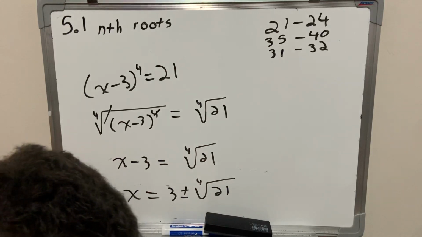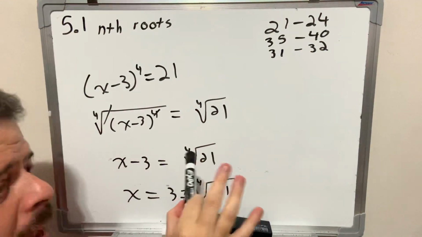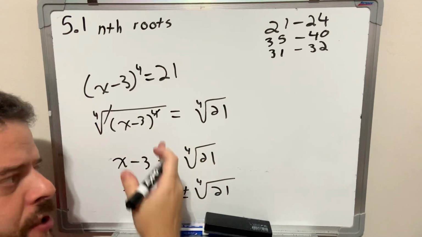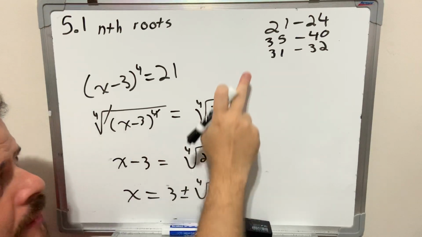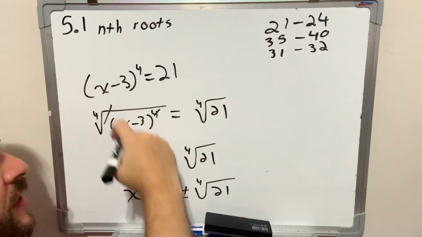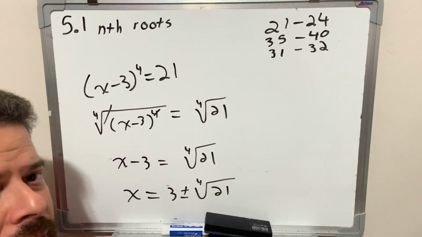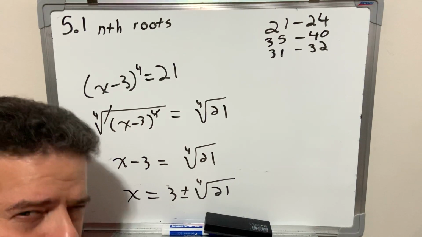So for the homework, you're going to do 21 through 24, which is matching the same expression in radical and rational exponent form. You're going to have to match them. 35 to 40 is solving these types of operations, and 31 to 32 is actually properly using the calculator. Make sure you know how to use the calculator.